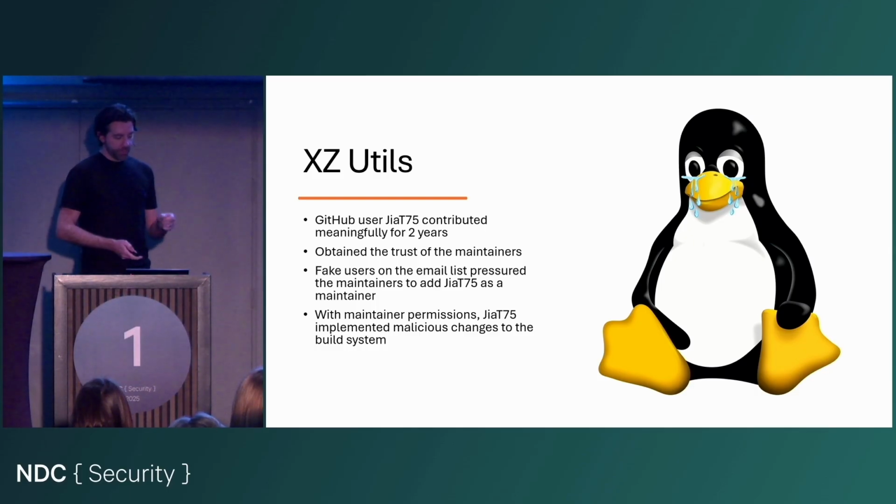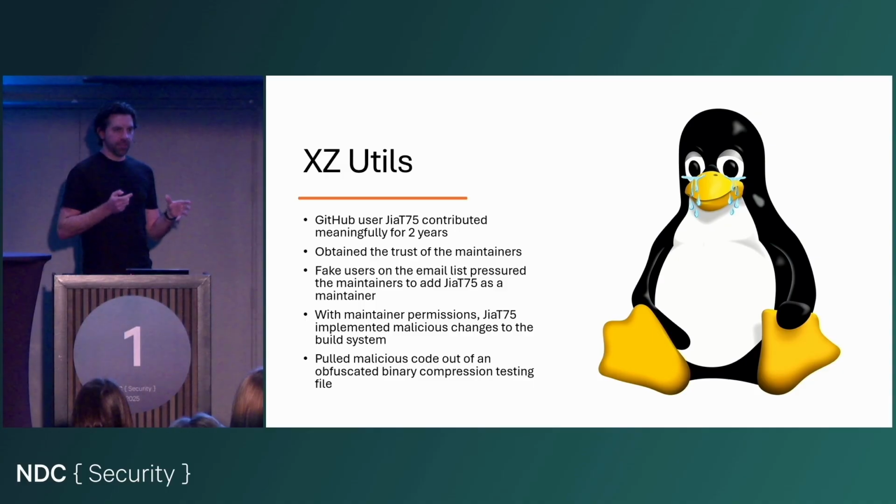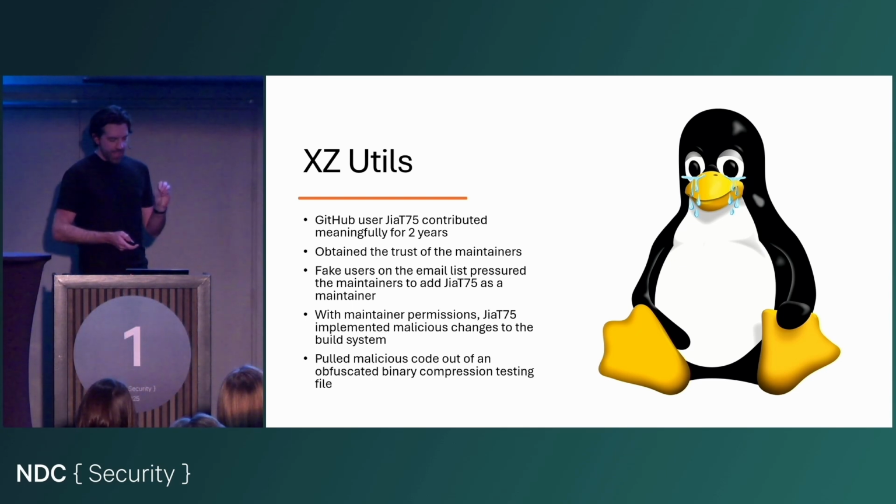And in the build system, what they did is because it's a compression library, there are these binary files with different characteristics that are used to test the compression and make sure it's compressing and decompressing properly. And while that's usually just random binary data, they created a binary test file that actually included malicious code in it. And when it was built and then released into the Linux systems, it would get the malicious code out of those testing binaries and build it into the library that is actually executed.